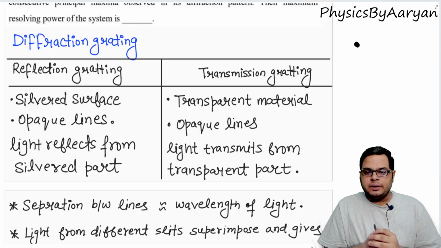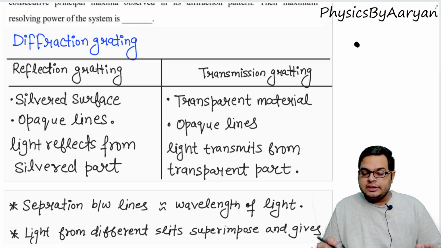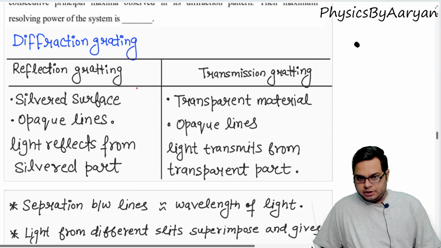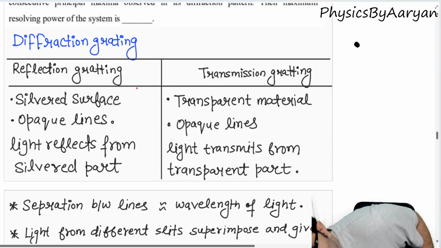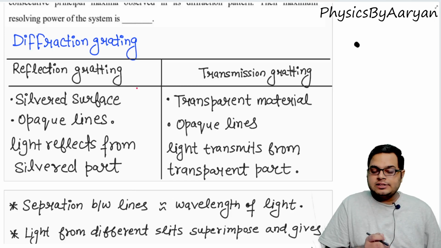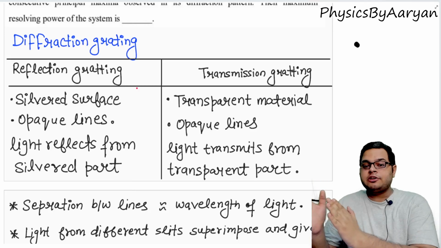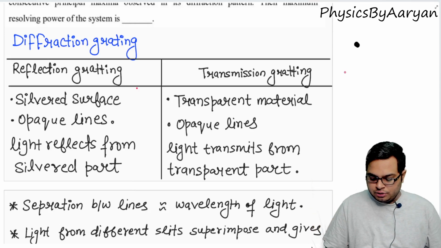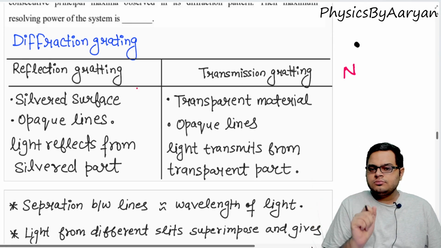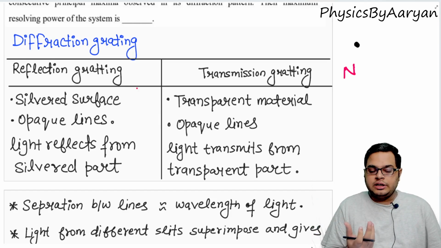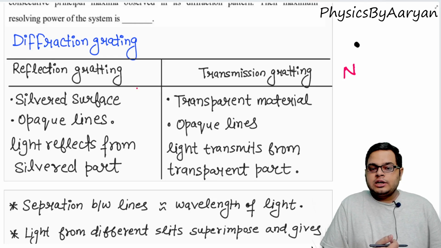So many lines in a small space, and every line acts as a slit, just like in Young's double slit experiment or the single slit diffraction experiment. Every line is acting like a slit. So it is an n slit interference or n slit diffraction. Let's say there are a total of n slits in your diffraction grating. So it is an n slit diffraction device. We will understand why it is used to resolve the lights.